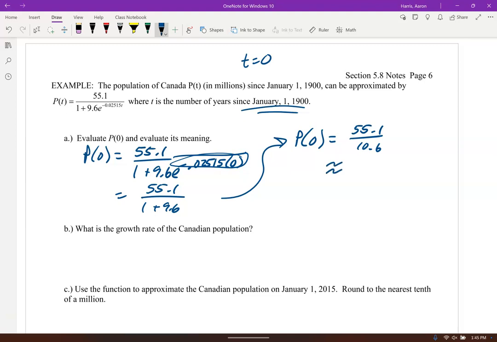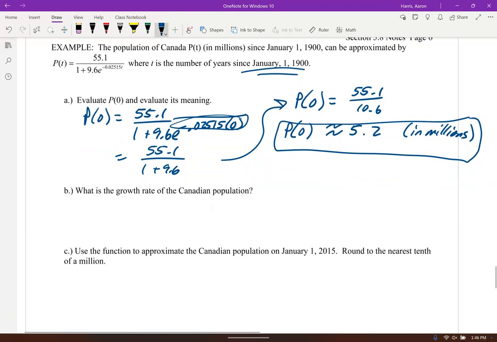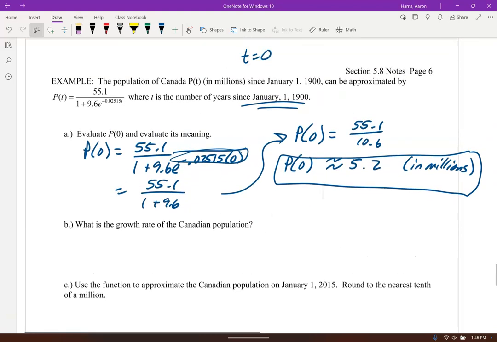5.2. And this is in millions. So in the year, in other words, in the year 1900, there were 5.2 million people in Canada. So what's the growth rate? Well, that's the B value.